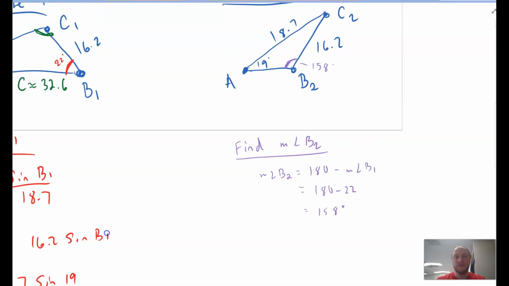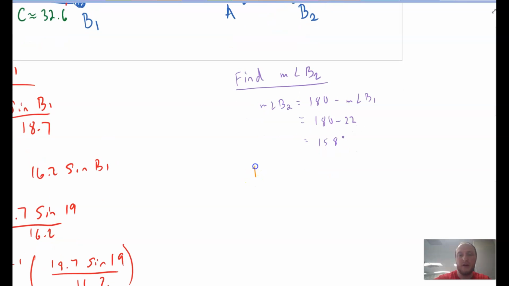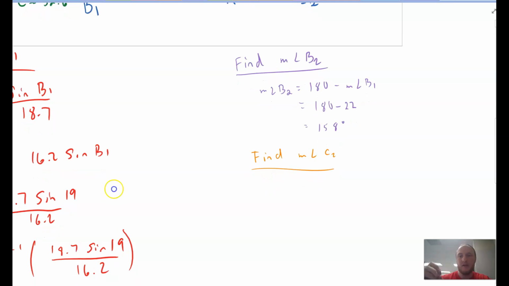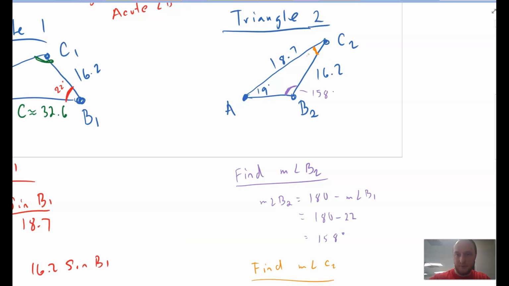Okay, I know that that right there is 158. Well, I got two angles, so can't I find C2 with the triangle sum theorem? You betcha. Find the measurement of angle C2. The measurement of angle C2 is equal to 180 degrees minus 158, which doesn't leave us with much, minus 19 degrees, and this is equal to 3 degrees. Do the math. Easy, easy. So I know that this is 3 degrees.